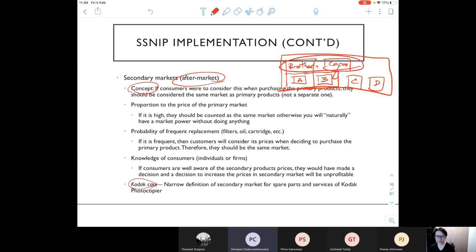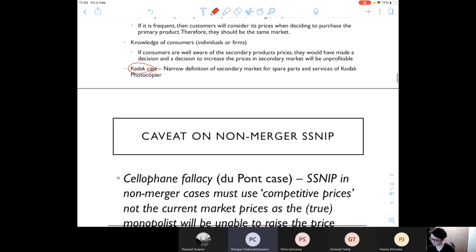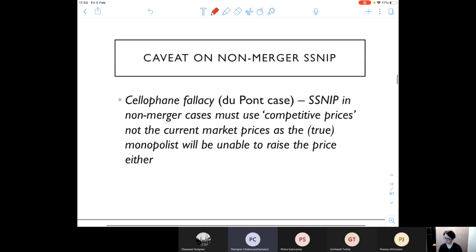And there's the case of Kodak. Well, maybe some of you have not heard of it, but it used to be the largest producer in the photography industry. But the thing is that in this case, they used the narrow definition of the secondary market for spare parts and services, which the court considered otherwise. Right?